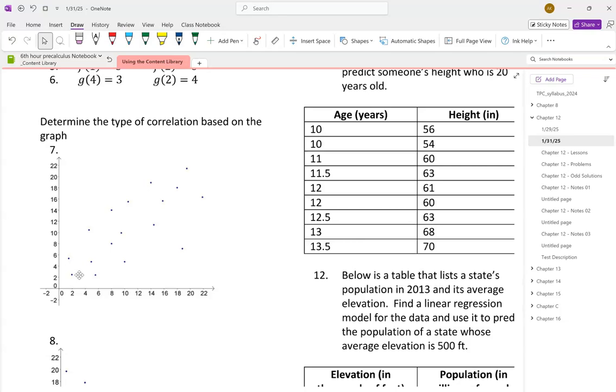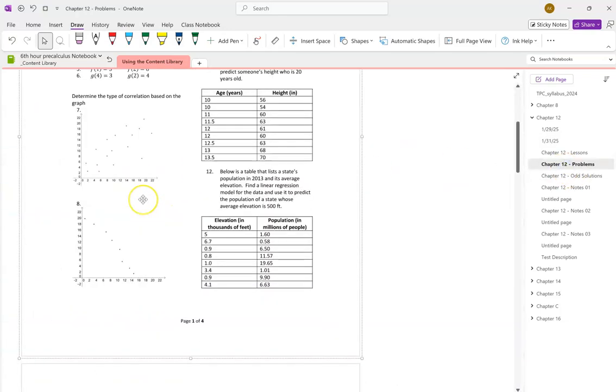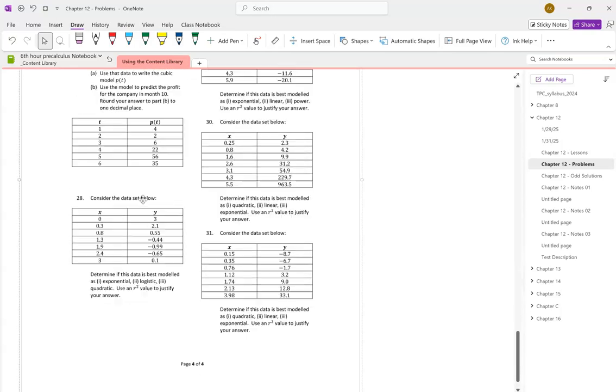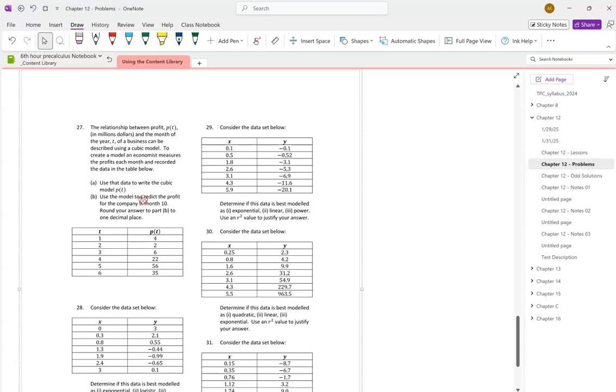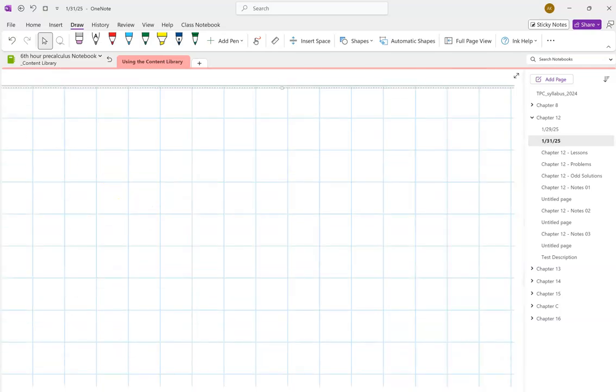Yeah, Edie. 27. I think this is the broken problem. There's one in here that's probably my fault. Oh no, 28's the broken one. This is probably okay. But let's do 27.